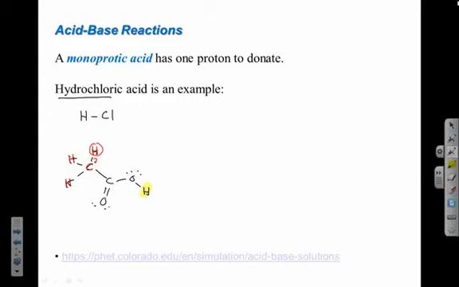So that is a monoprotic hydrogen, a monoprotic acid as well. If you only see one hydrogen on the molecule that could be pulled off and leave behind a stable pair of electrons, then that would be monoprotic.